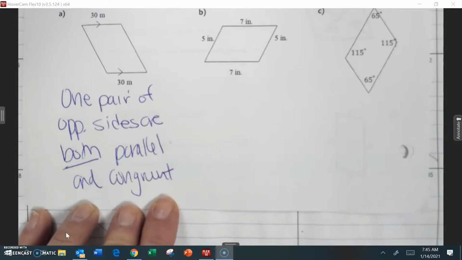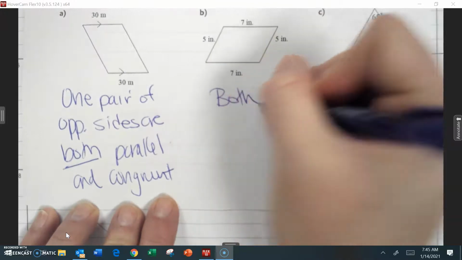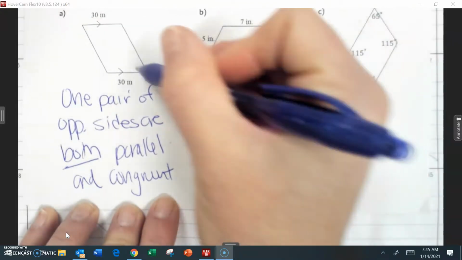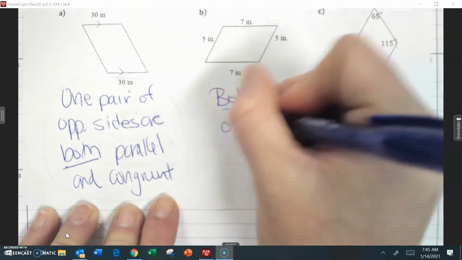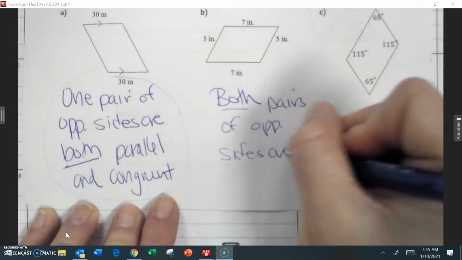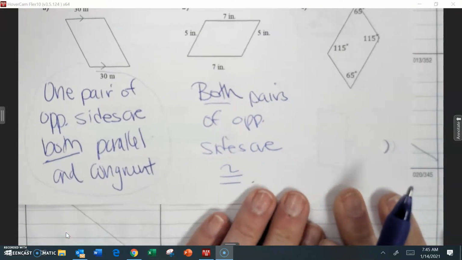Why would this be a parallelogram? Luce? Excellent. And this is kind of back to the easier things that we did in 1.2. But this one that, you know, we mentioned in part A, that's the new one. Both pairs of opposite sides are congruent. There's my symbol.